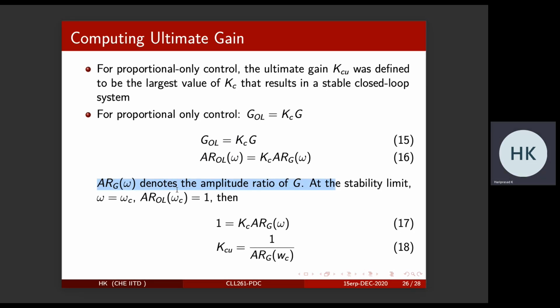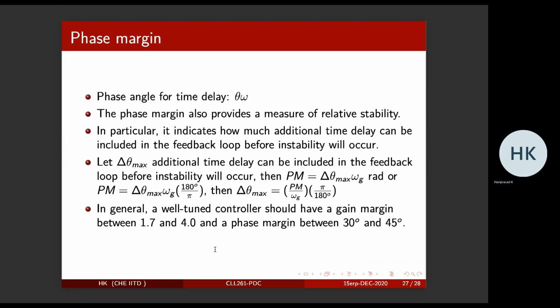At the stability limit, where w is equal to wc, this should be equal to 1. This is the critical stability. And the value of Kc corresponding to that would be 1 by AR_G of wc. So at the critical frequency, this is the maximum gain you can use, and based on that you will get the value of Kc. And the phase angle would be theta(w). The phase margin also provides what you call relative instability.